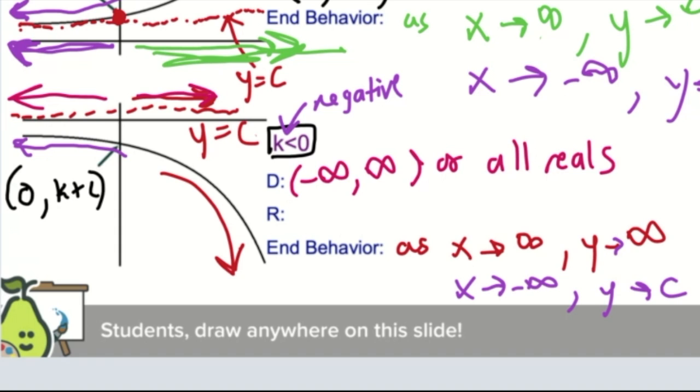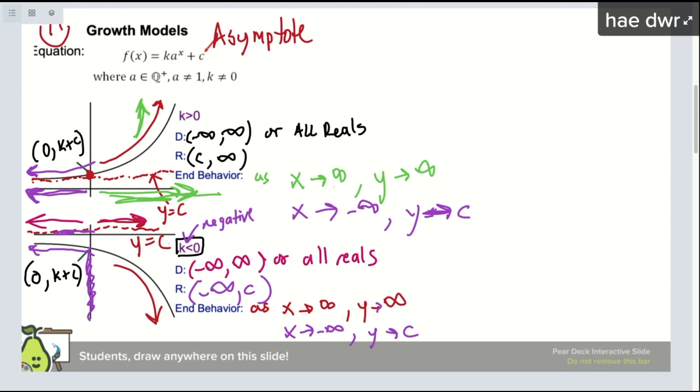For the range, now I'm under my asymptote. So I'll say, okay, all these values down here for y, but then I don't go past this line here. So it'll be from negative infinity, and then I get up to c and I stop. But you always do the smallest thing first. So it'll be negative infinity to c. Always small to big.